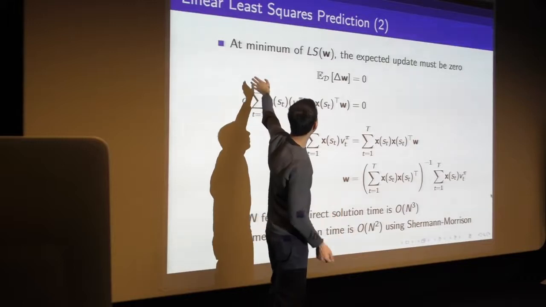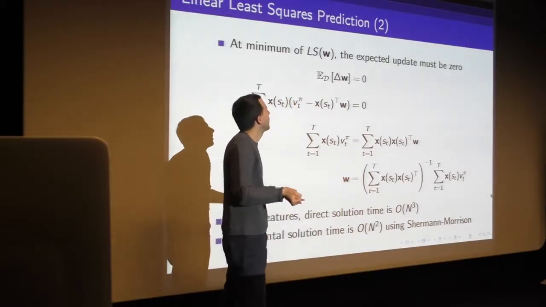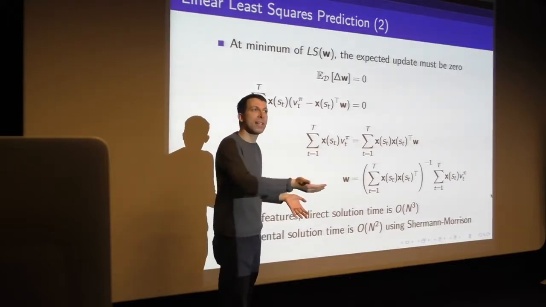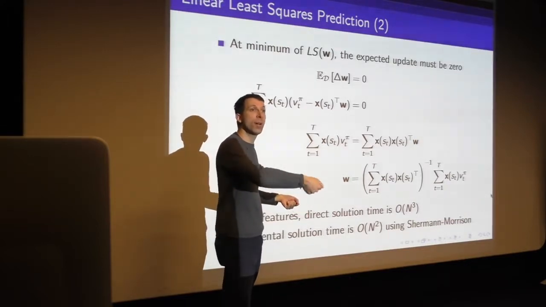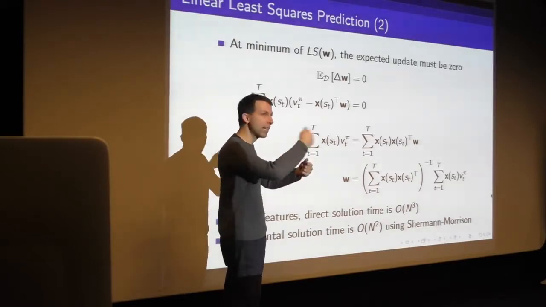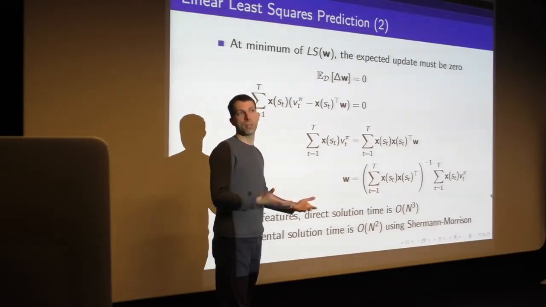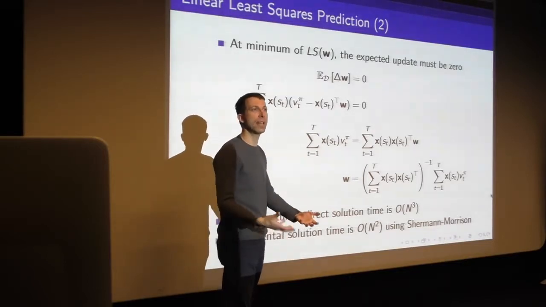The idea is just to say, at the least square solution, what does it mean to be at the least square solution? Well, it means that we're not going to change our weights anymore. We wouldn't choose to update our weights in any direction anymore because we've reached the minimum. If we were to keep going over our data again and again, we wouldn't make any more changes because we've reached the best solution we can get to.